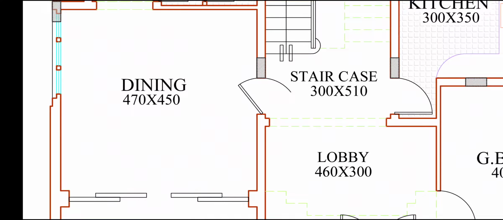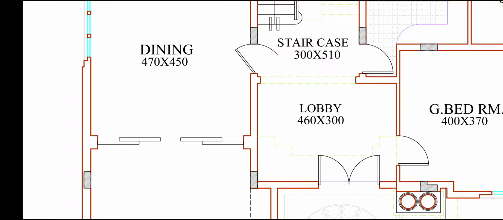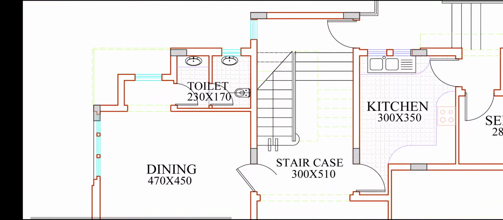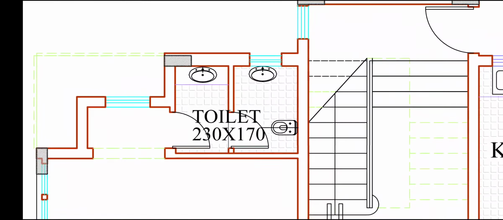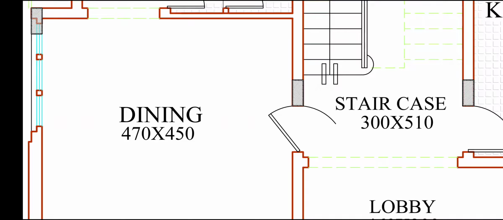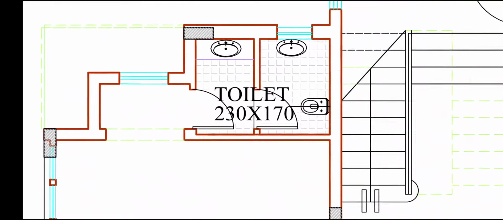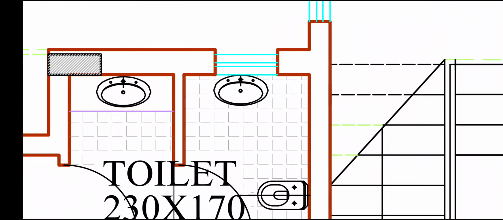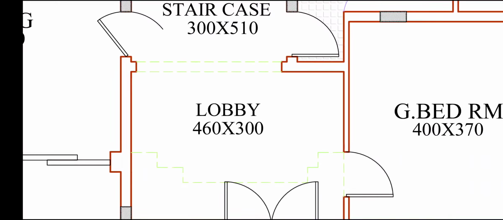Here is our dining, with this sliding door, and a window here also. This toilet is 230 by 170, and this dining is 470 by 540. Here a window is given, and here also a window for ventilation. On this side is our entrance lobby, 460 by 300.